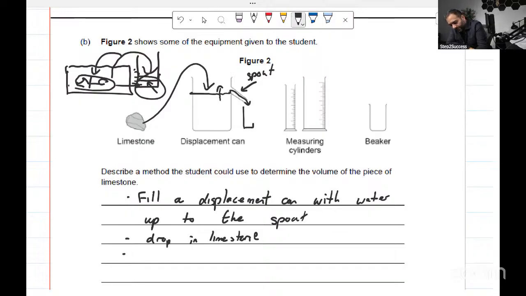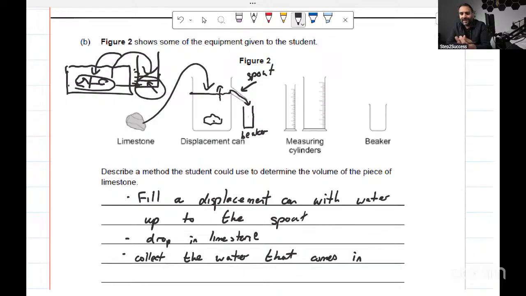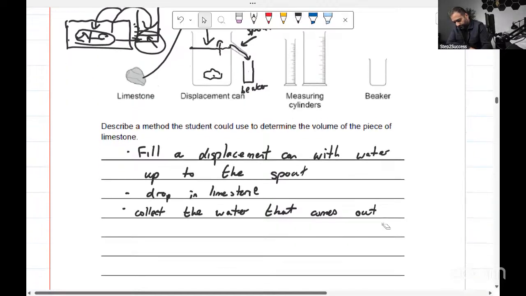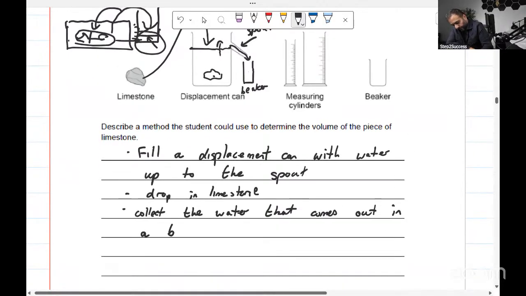And what you do is you collect the water that comes out here in a beaker first if you want, and then put it in the measuring cylinder, but you may as well just put the measuring cylinder there. Oh, let's put the beaker there. So collect it in a beaker. Okay. So you collect the water that comes out in a beaker. Now remember, the amount of water that comes out must be the same as the volume of the limestone that you put in because that's taking up that much space. So because they've mentioned beaker here, I'm going to say collect it in a beaker first. Then pour the water from the beaker into a measuring cylinder.